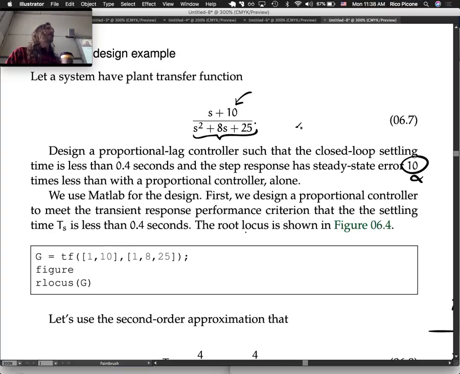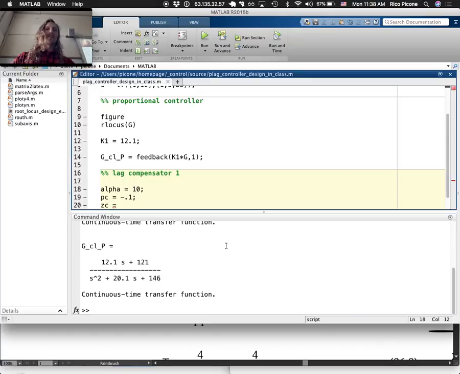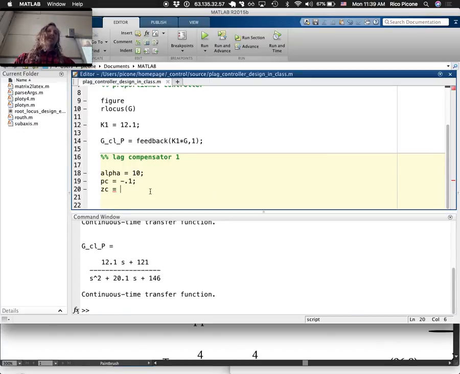And a type 0 system with a step input, if you go back to that table for steady state error, you will find that that is a finite steady state error. So we know that. We don't know what it is, but we know that we were looking for a factor of 10 improvement on that. So we're going to have to figure out what it is eventually, but we know we need to design a lag compensator anyways, so we might as well just do it and then look at the steady state errors. So let's try it. And our improvement needs to be a factor of 10, so we'll say alpha is 10. We'll say ZC then is alpha times PC.